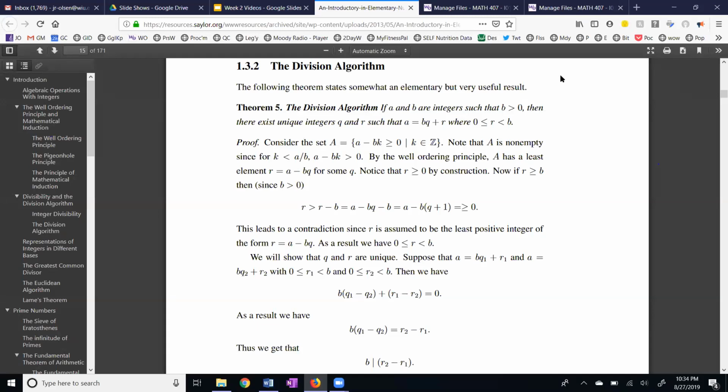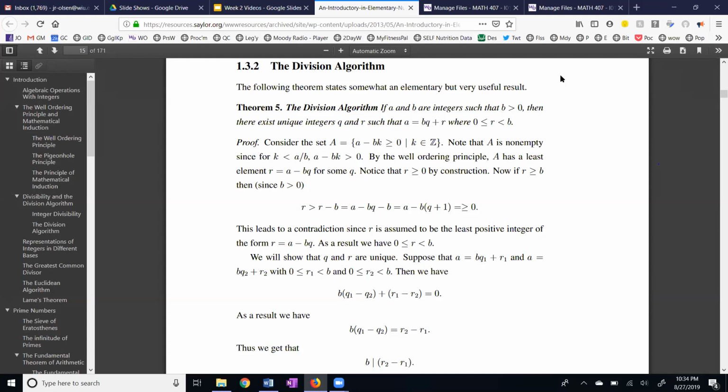Now we're ready for the division algorithm. The division algorithm is for when generally we divide and we get a remainder. Let's read the division algorithm carefully. If A and B are integers, such that B is not 0, in fact, B is a positive number. And the reason that B needs to be a positive number is it's the number we're dividing by, and you can't divide by 0. Then there exist unique integers Q and R.